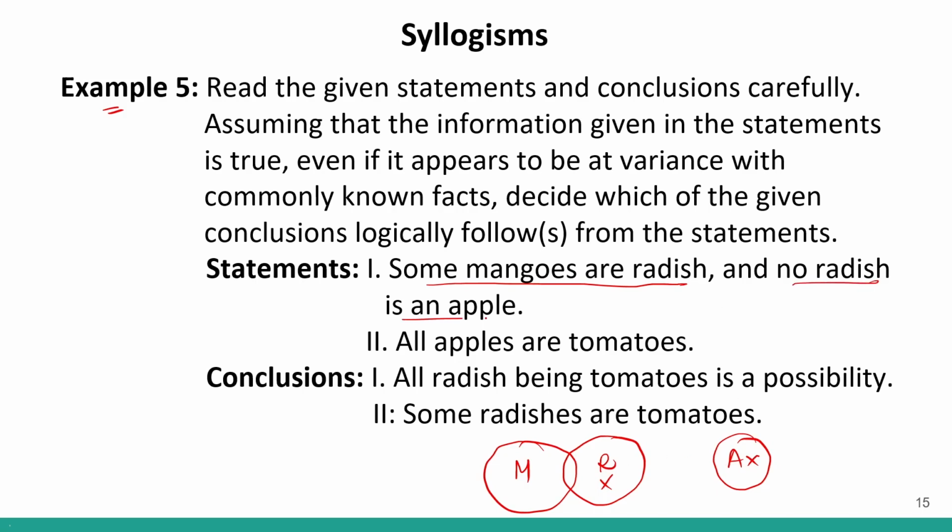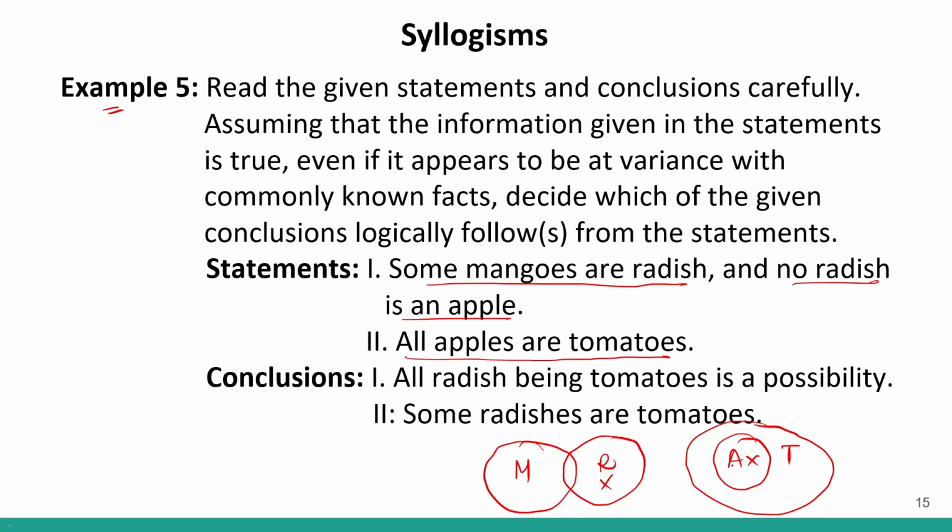No radish is apple. Then it is given to us in statement 2, all apples are tomatoes. That means all apples are part of T, tomatoes. Correct? If you look at the question, this is not a logically correct question. This does not make any sense in the real world. But whenever we solve questions in syllogisms, we consider statements to be the universal truth. And that is how we solve the question. So this will be the final Venn diagram.